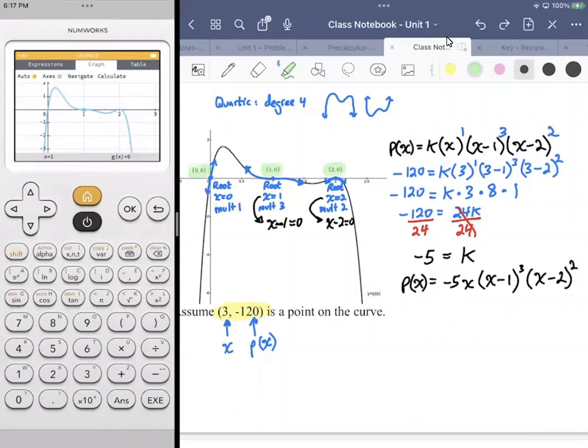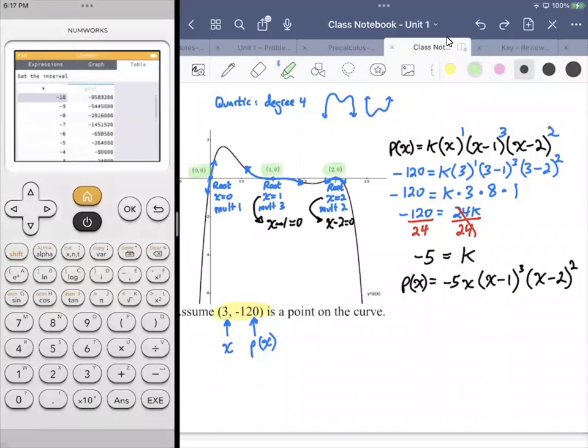It does look like it's going through x equals 0, 1, and 2. It does appear to be linear around 0, cubic around 1, even more so than on paper, and quadratic around 2. Now I just want to verify that the appropriate points are there. Really the only one I have yet to verify is (3, negative 120). So I'll go into the table and take a look. 3, negative 120 is in the list. And so there you go.